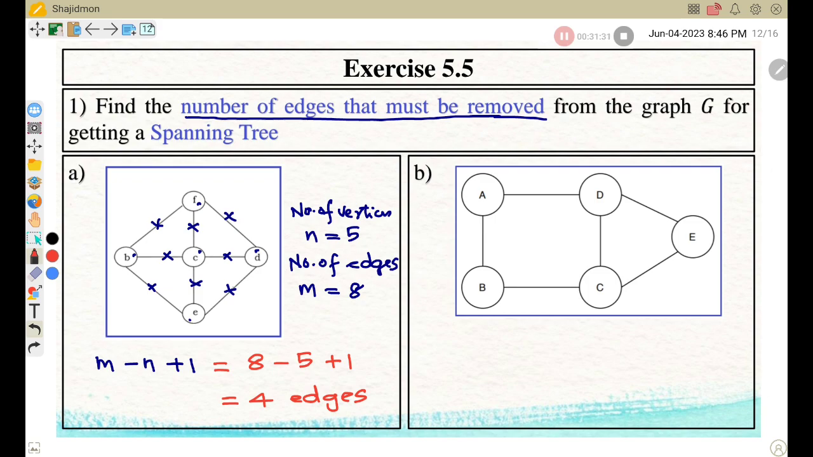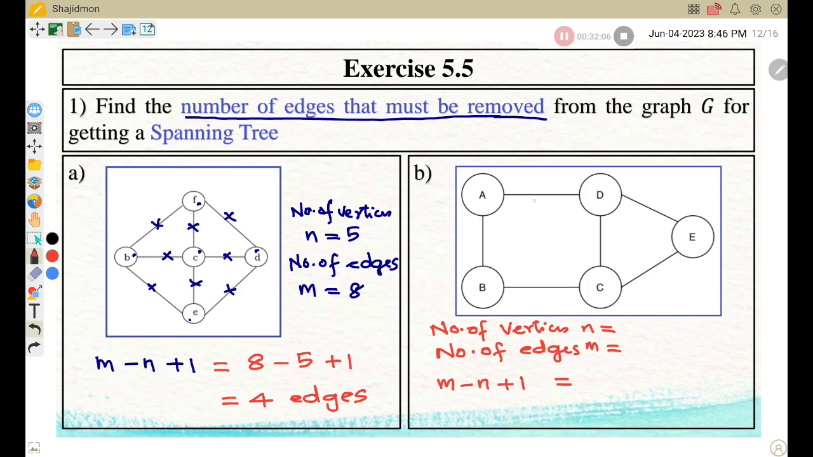Hope you understood this question. So the number of edges removed is 4 edges. Now, in the same way, we can go to the second question. Same question: how many edges must be removed from the graph G for getting a spanning tree? Correct? So we first calculate the number of vertices in that graph, N equals, and the number of edges in that graph, M equals. After that, we calculate M minus N plus 1 equals, correct?